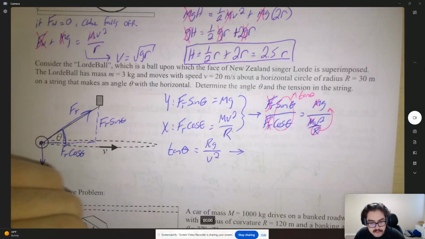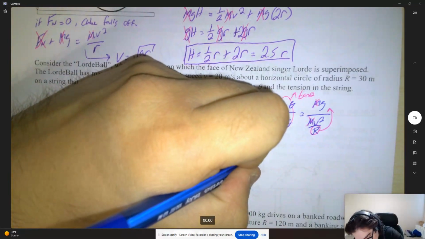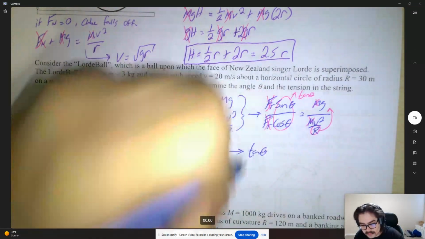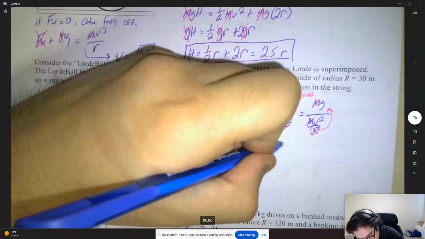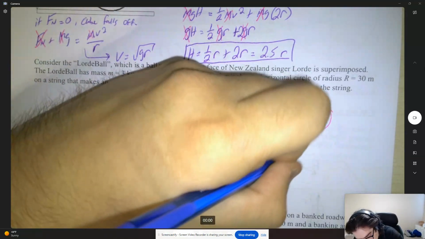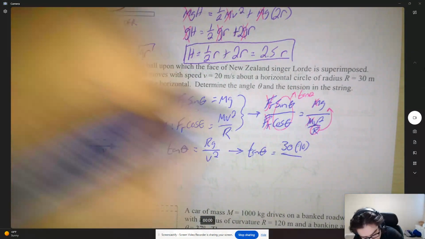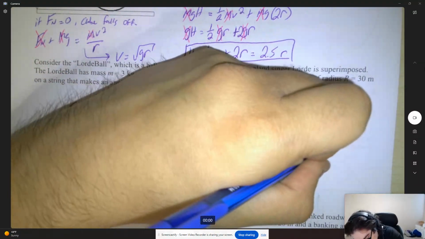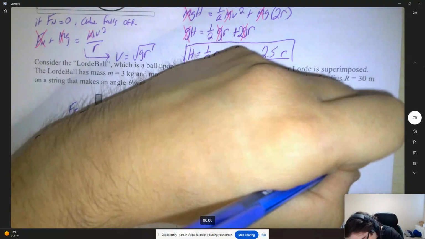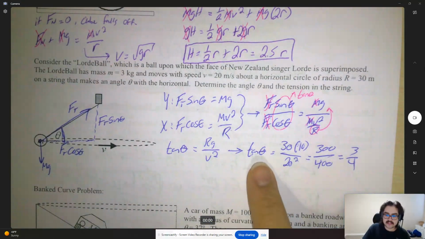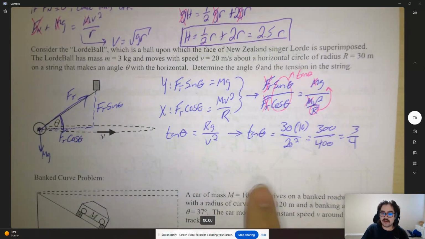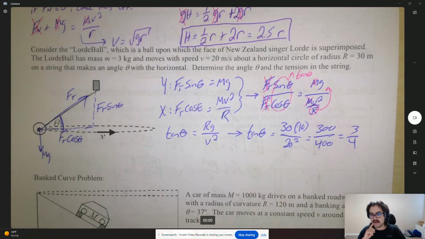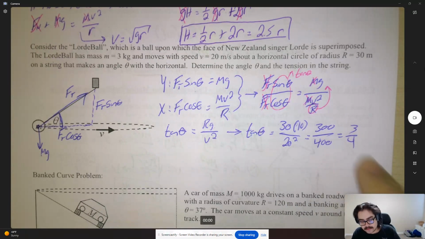And then I'm just going to plug all my numbers in. I get tangent theta. You can do inverse tangent if you want, but I'm actually going to skip that part, and I'll show you why. Tangent theta equals R is 30, G is 10, and then V squared is 20 squared. This ends up being 300 over 400, which ends up being 3/4. So tangent theta is equal to 3/4. What theta will make that true? That's actually on the formula sheet, which I do not have a copy of with me right now. It would be 37 degrees.